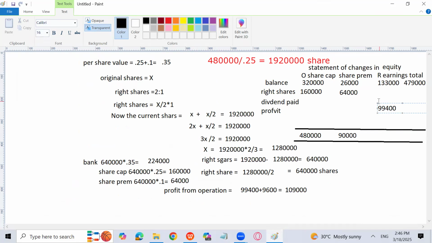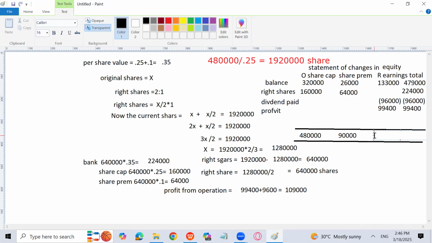Dividend paid, 96,000. And it will be subtracted also from the total. And same is the case with 99,400 profit. It is going to be added. And right share total will also come over here. And that is how much? 2,24,000. Okay. So now you can calculate the retained earnings at the end, how much it is going to be.